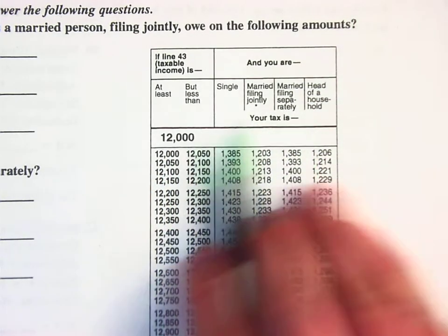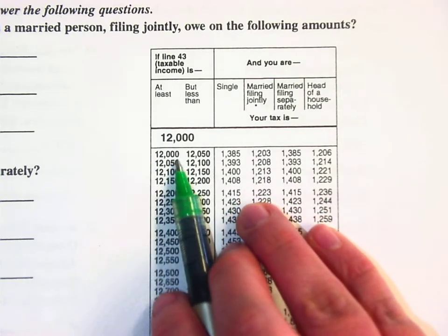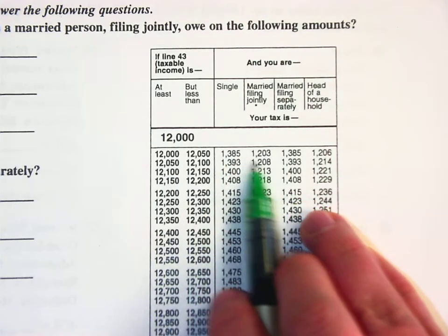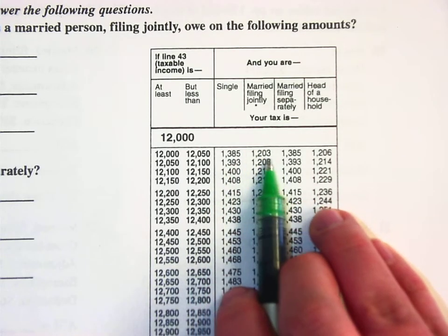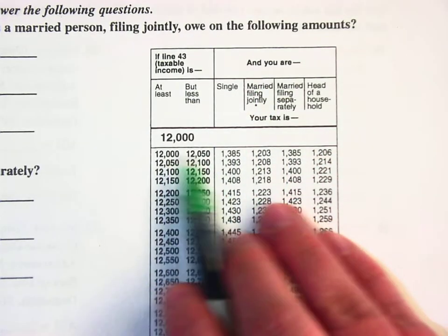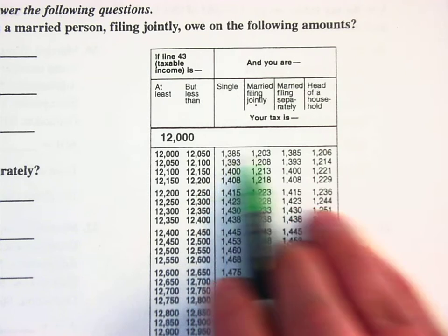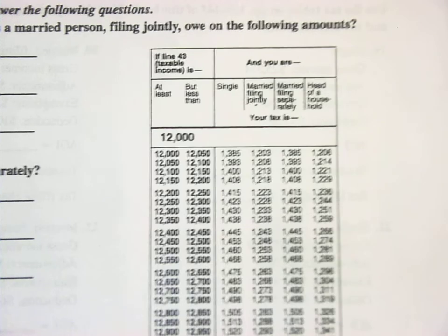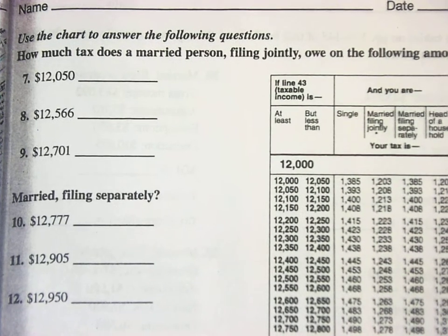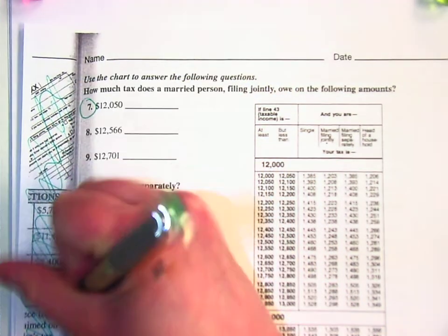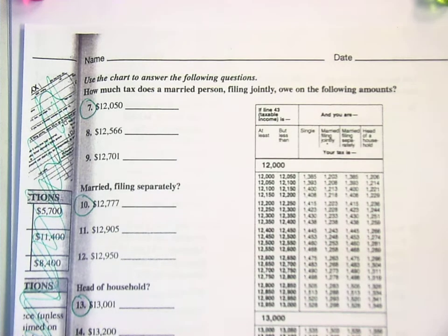So this would be taxes for if you made between $12,000 and $12,050. If you're single, your taxes is this much. If you're married filing jointly, your taxes is a little less. That's because you both together are making this amount of money compared to this amount of money for one person. And head of a household is a little bit less too because you're responsible for more people, so you have to pay less taxes. So let's just talk about how to read this first. I'm going to do number 7, 10, 13, and 16 with you.